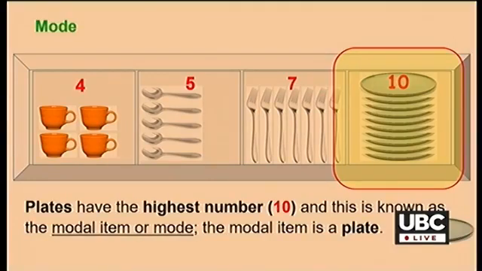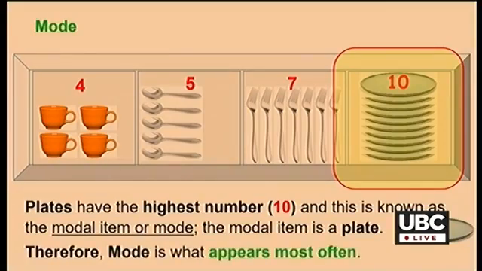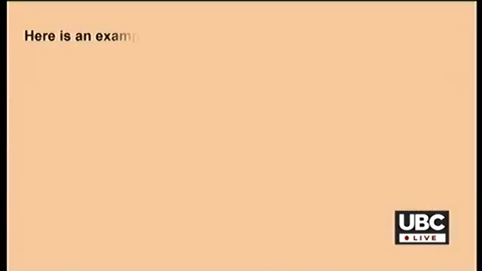And what does this mean? It means that our model utensil in the house, or our model item, is a plate, and the mode is 10. So what does mode mean? Mode is what appears most often. So if we have the number of utensils in the house and you find that the plates have the highest number, then the model utensil is going to be a plate. So I think by now you're well versed with the word mode and you can tell what mode is. Let's take another example.